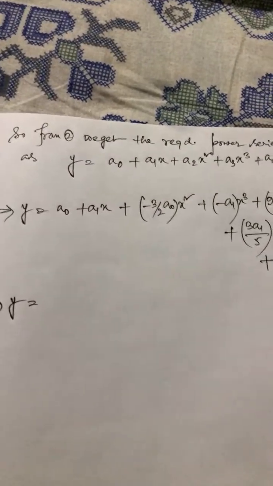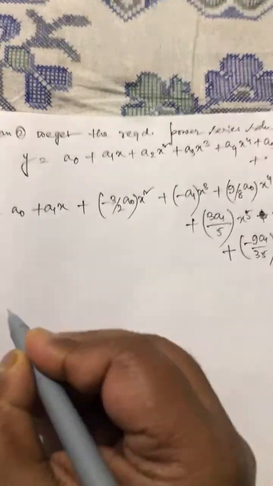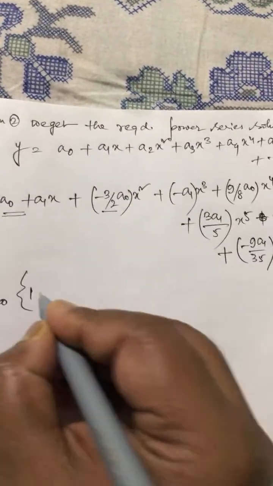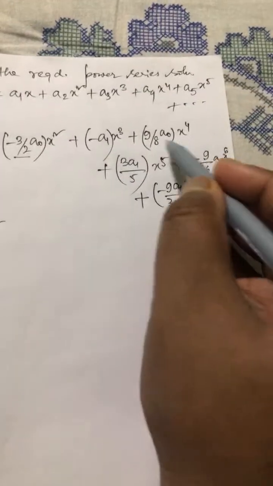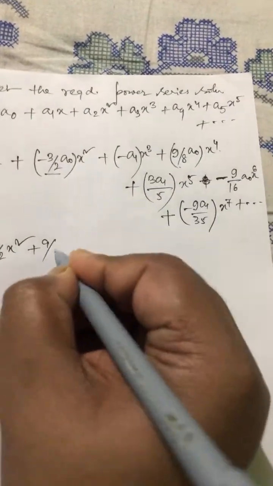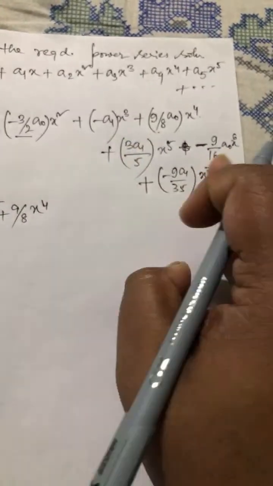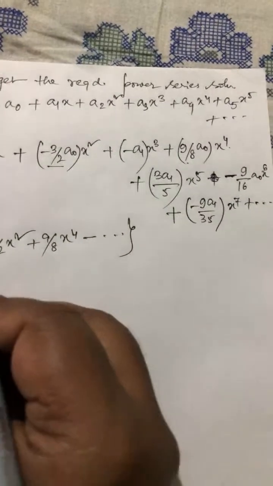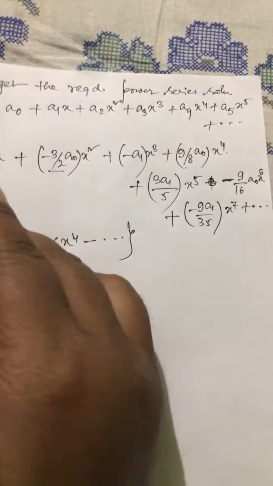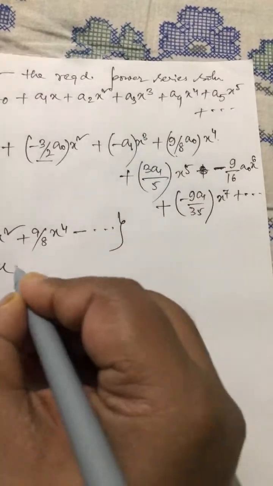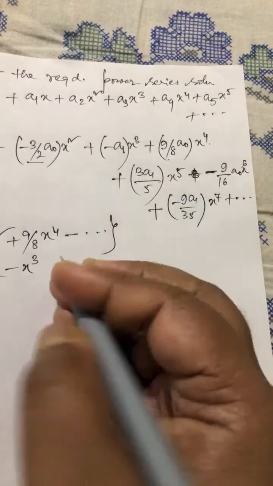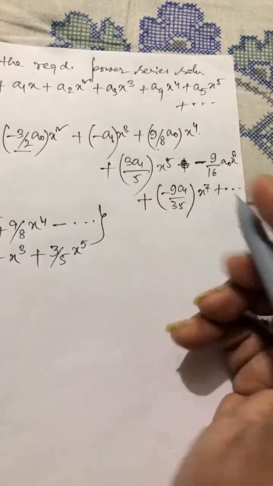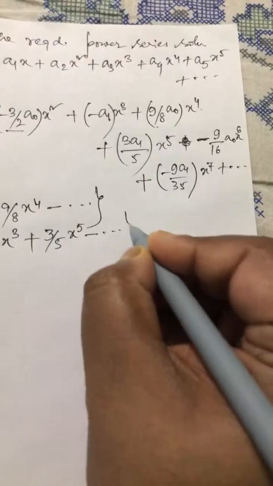So let us separate as something into a naught plus something into a1. a naught times 1, then minus 3 by 2 x square, then 9 by 8 x to the power 4, then a naught times minus 9 by 16, or you can put minus sign. Then a1, first part is x, then a1 times minus x cube, then a1 times 3 by 5 x to the power 5, then minus, because already you can see minus, so dot dot dot.